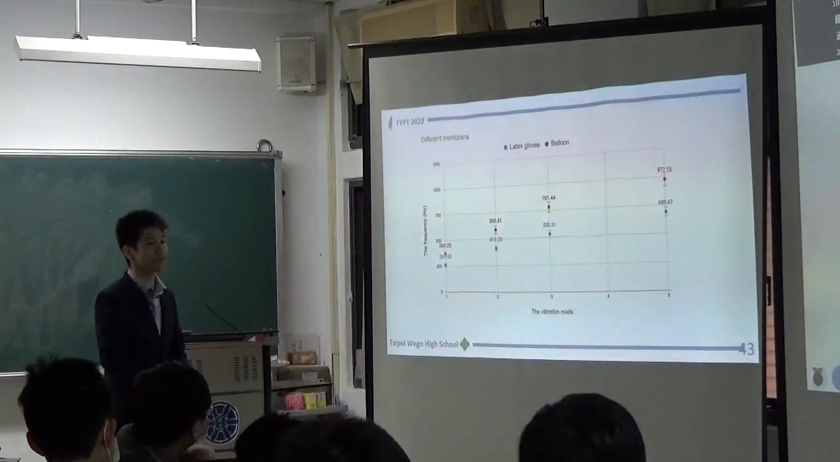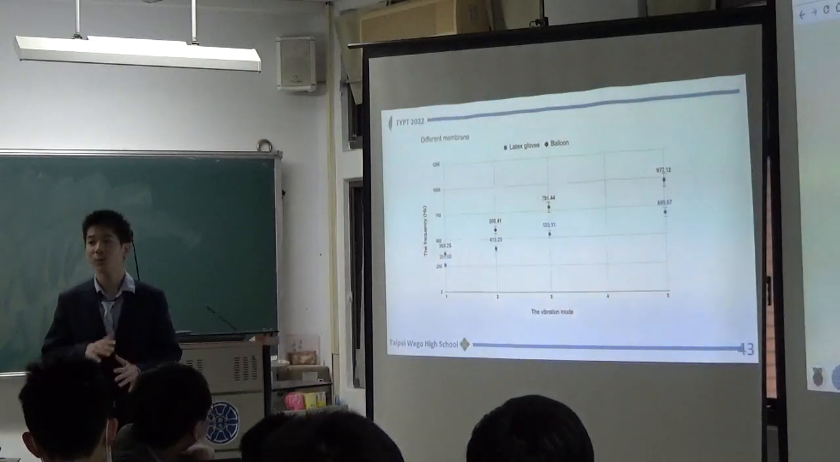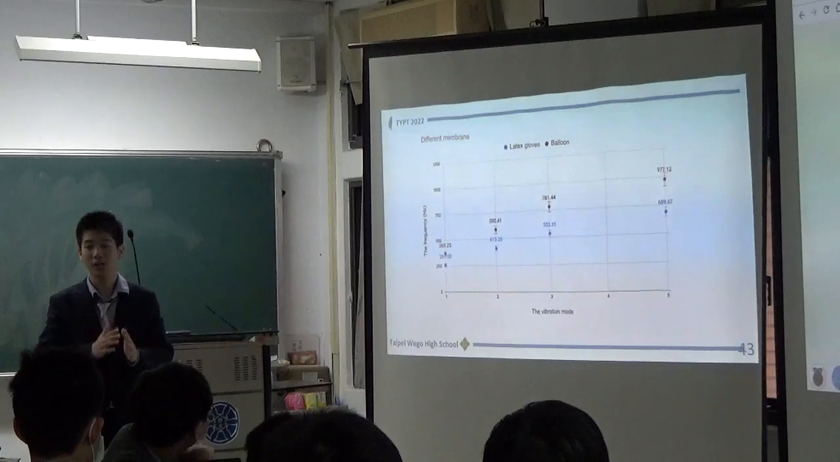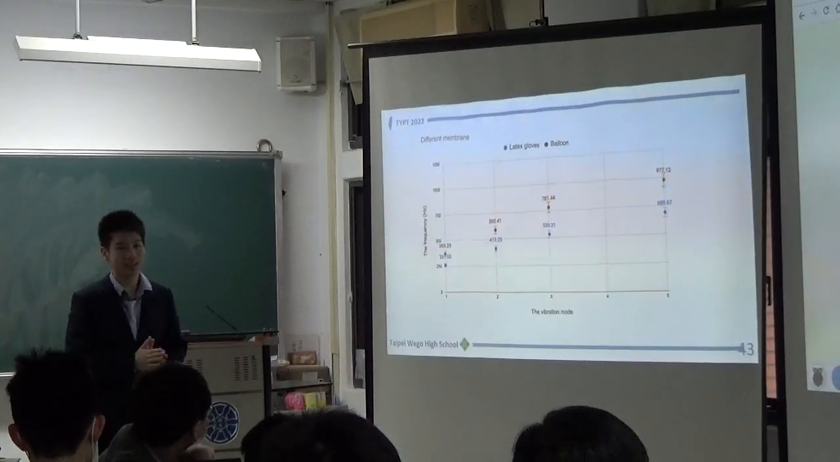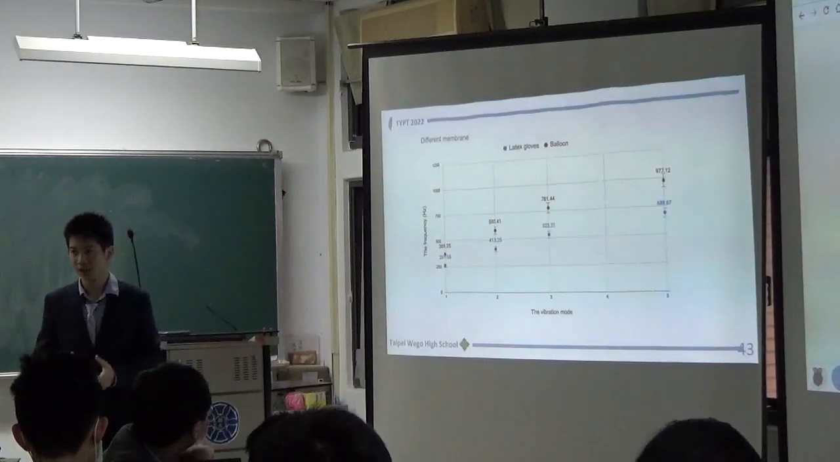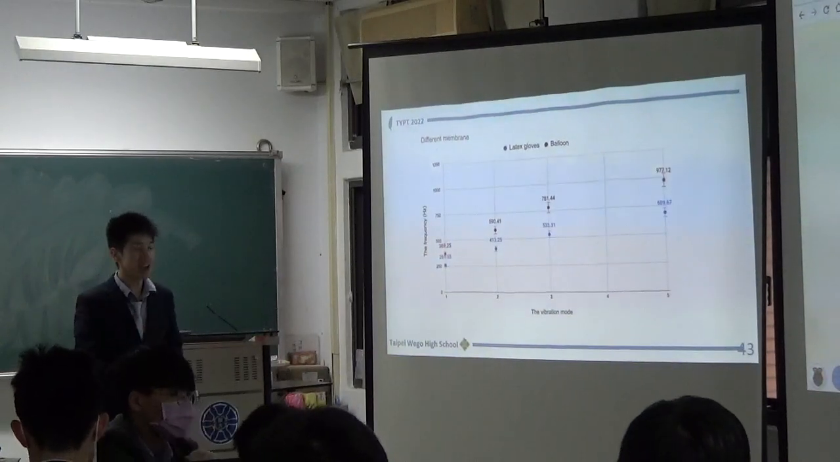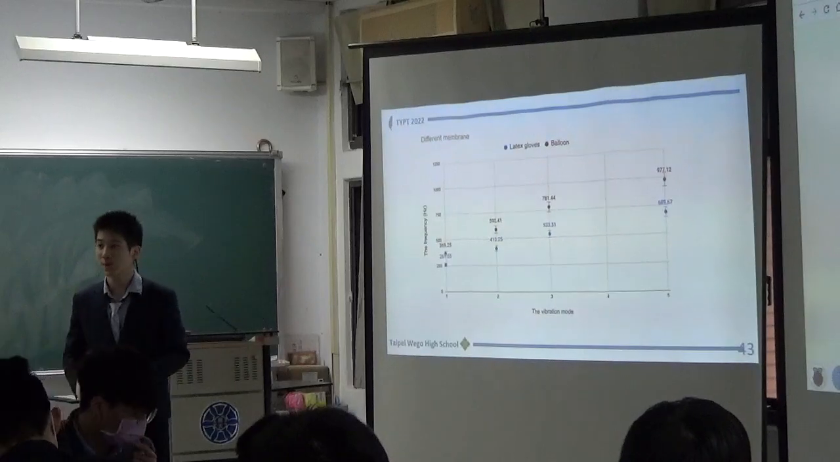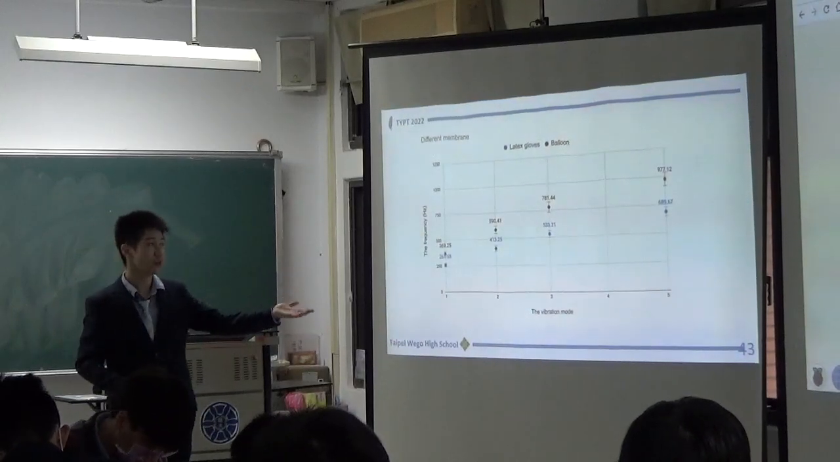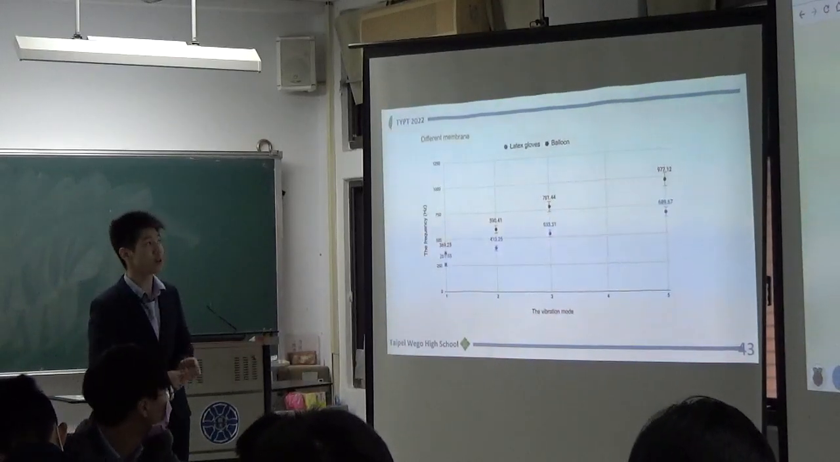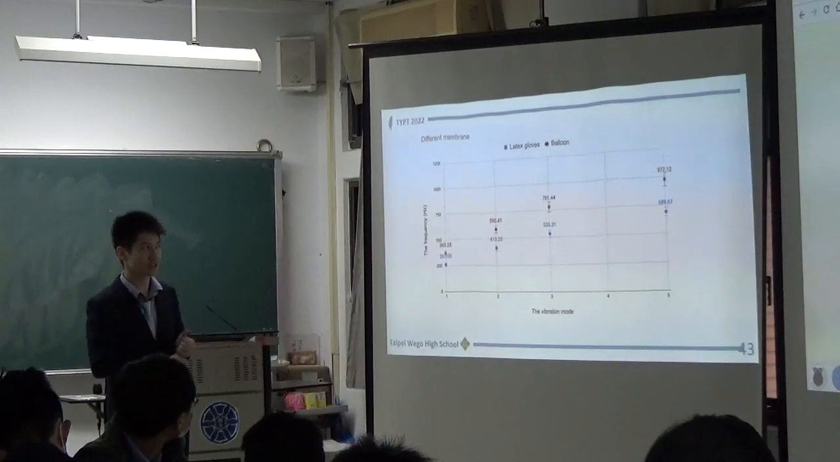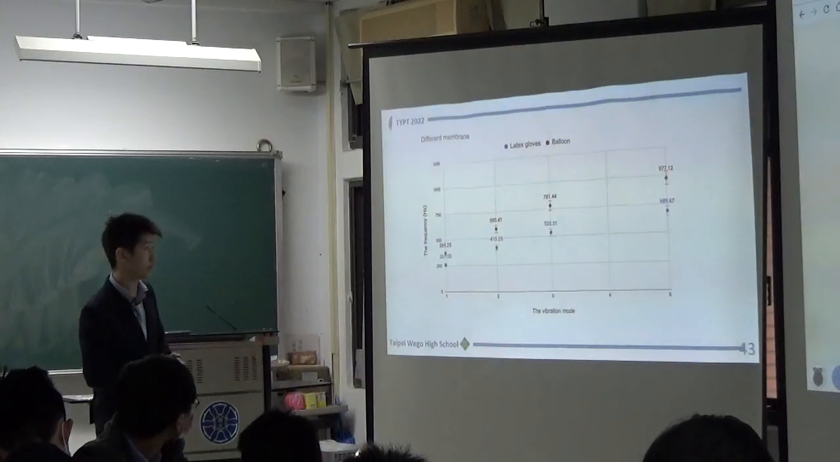So lastly, after we understand how the ball and the membrane influence the vibration and the sound, we want to discover, if we have the same condition of the membrane and the ball, will it affect the result when we have a different material of the membrane? So we do the experiment. We use two different materials. The first one is the latex gloves, and the second one is the balloon.